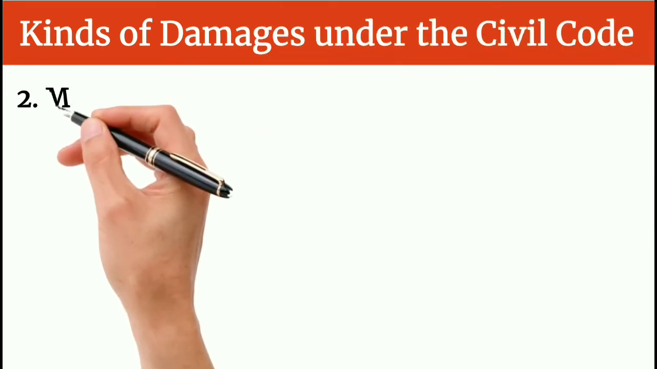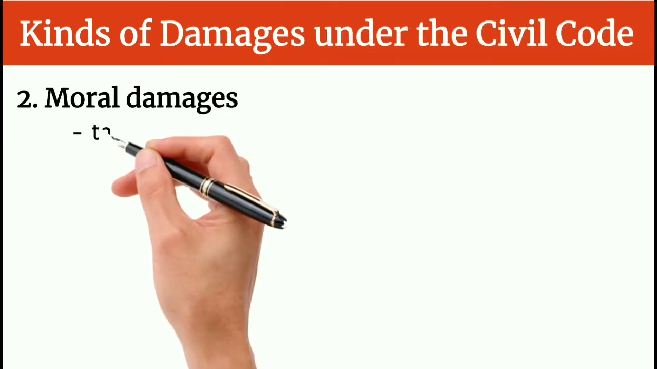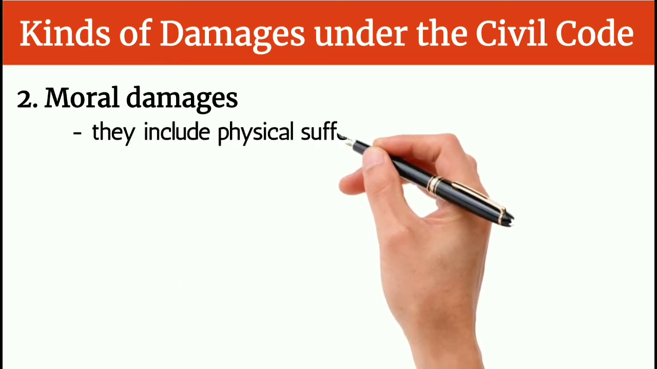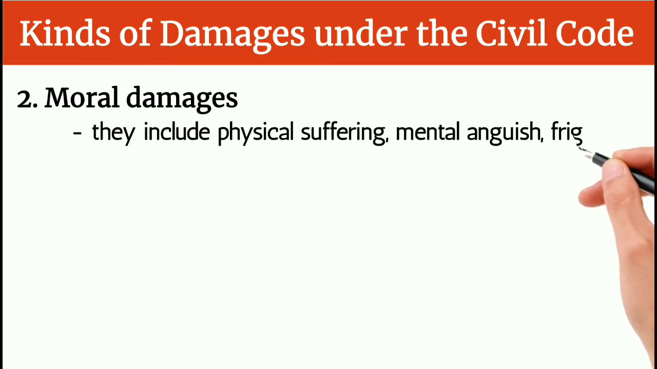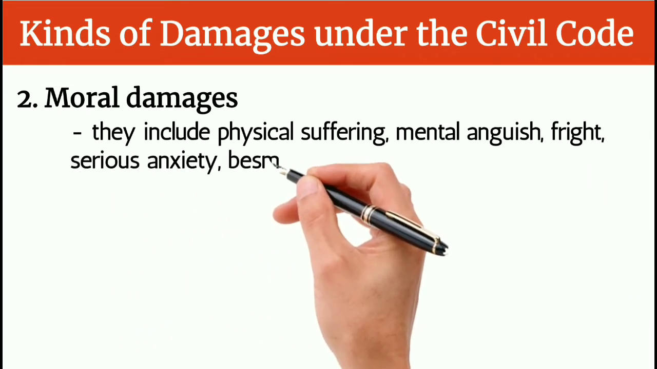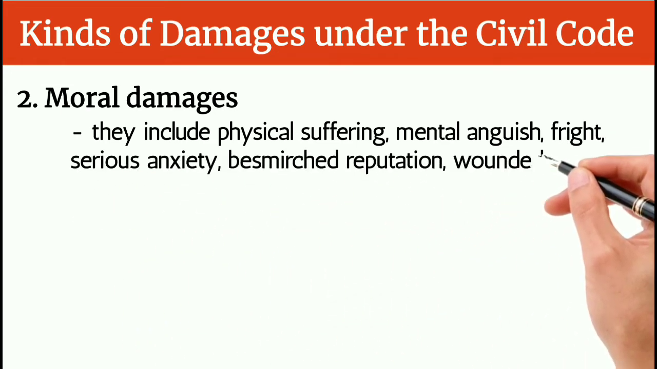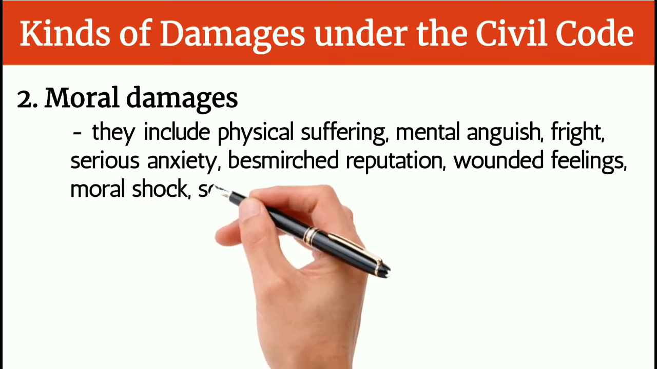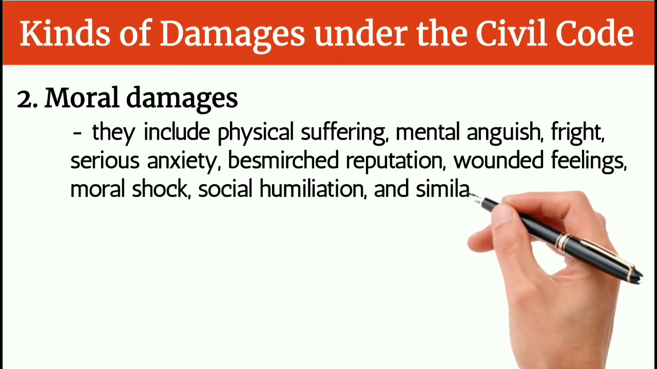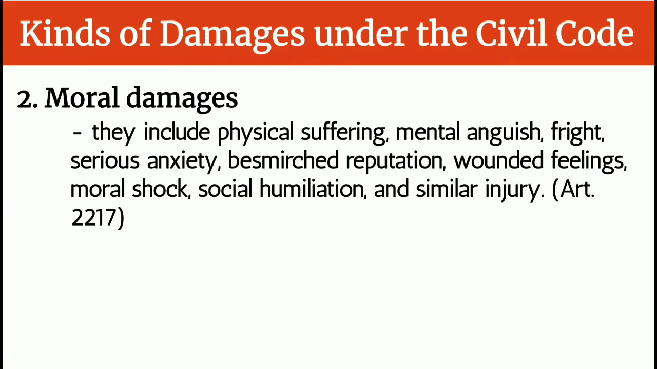The second kind of damages is moral damages. Moral damages include physical suffering, mental anguish, fright, serious anxiety, besmirched reputation, wounded feelings, moral shock, social humiliation, and similar injury. This is Article 2217 of the new Civil Code of the Philippines. As you can see, kapag sinabing moral damages, ito yung compensation awarded for moral suffering.